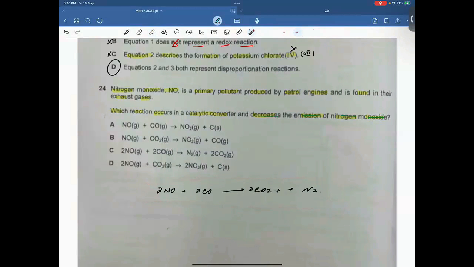Not this one, because still pollutant is released. Not this one also, because pollutant is released. So C is going to be the right answer. Again, part D, not, because pollutant NO2 is also released. But that's not possible. Pollutant shouldn't be released when a catalytic converter is used, all right? So C is going to be the right answer.